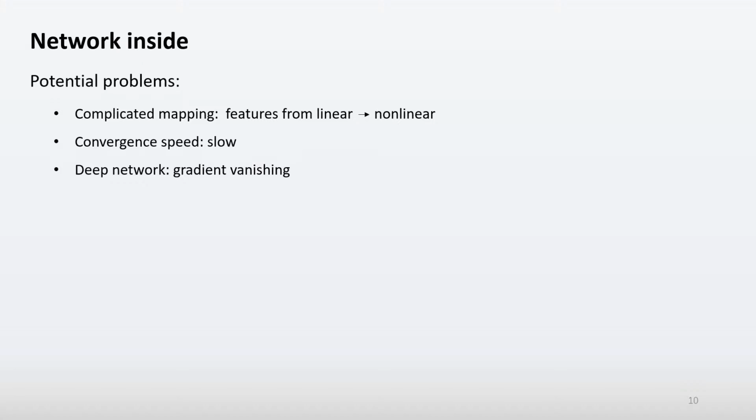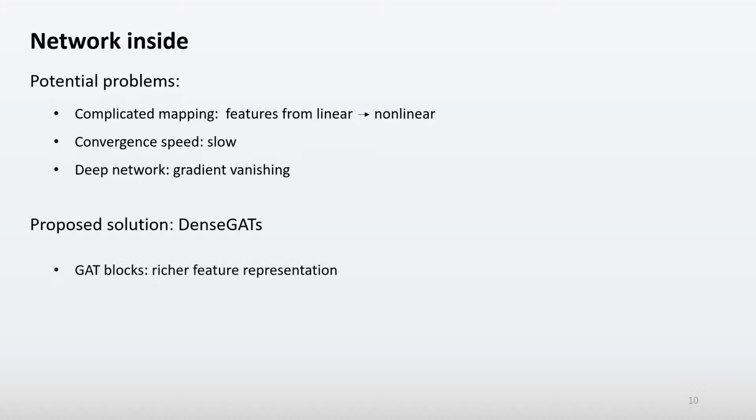Regarding the challenges above, our proposed network dense GATs has 2 main technical contributions: GAT blocks and their dense connection pattern.